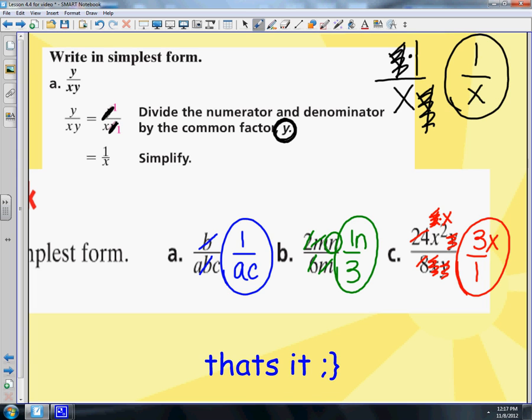Or really, you don't need to have the 1 in the denominator, and you could just have 3x, because if you did 3x divided by 1, it would just be 3x. So that is it for your notes.